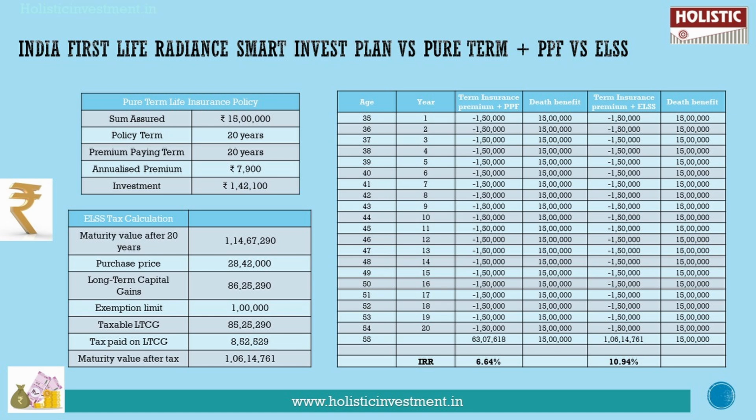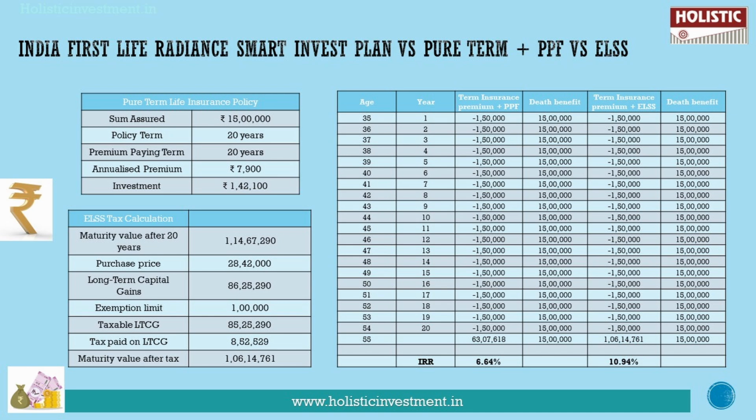So what we have come up with is we are going to invest in a combination of pure term insurance plus PPF, and another combination of pure term insurance plus ELSS. Why we have chosen to invest in this combination is because we have separated the investment and life cover from our wealth accumulation journey. We are not going to invest in a life cover cum investment journey like the India First Life Radiant Smart Invest Plan.